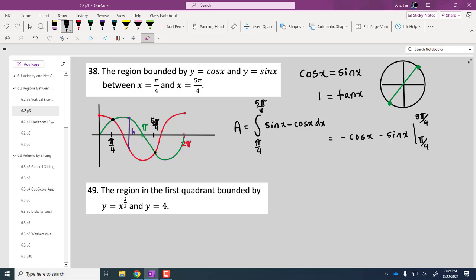Whew. All this trig. Now we've got to evaluate these trig functions. Well, it's nice that we have this picture because we can visualize it pretty easily. At 5 pi over 4, we're right down there. What's cosine of 5 pi over 4? Hint, it's negative. Negative root 2 over 2.